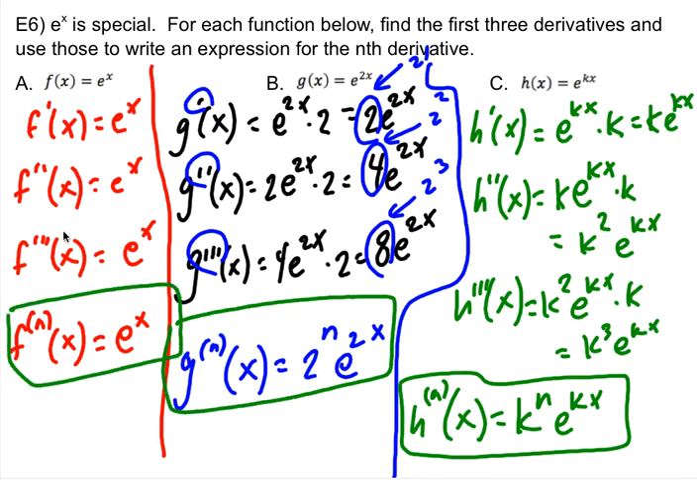Those are special patterns because e to the x is kind of special, so e to the x is often the source of some trick questions. Let's go ahead and move on to the next one.